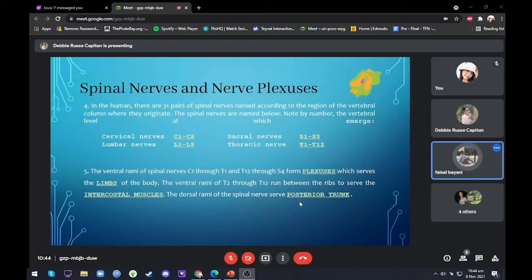Number 5, the ventral rami of spinal nerves C1 through T1 and L1 through S4 form plexuses, which serve the limbs of the body. The ventral rami of T2 through T12 run between the ribs to serve the intercostal muscles. The dorsal rami of the spinal nerves serve the posterior trunk.